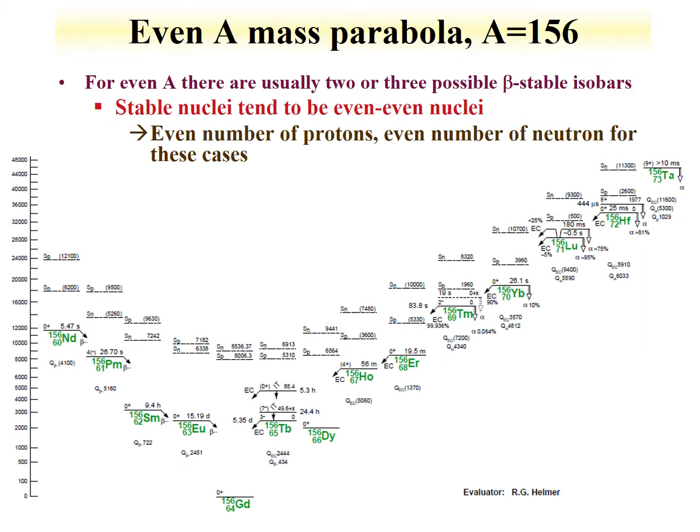Previous slides show an example of the A157. Here's an example of the A156 mass parabola. This is taken from the table of the isotopes. What we want to show here is that there are two stable nuclei within this trend. And again, we see this mass parabola is going to give a lot more information.